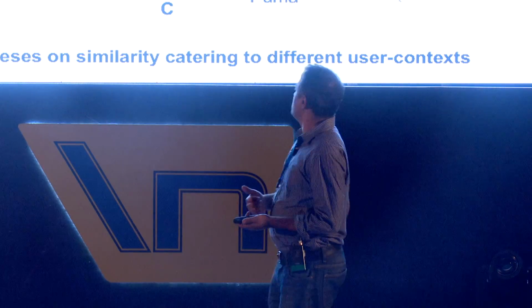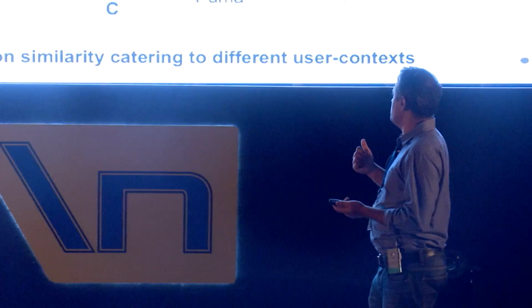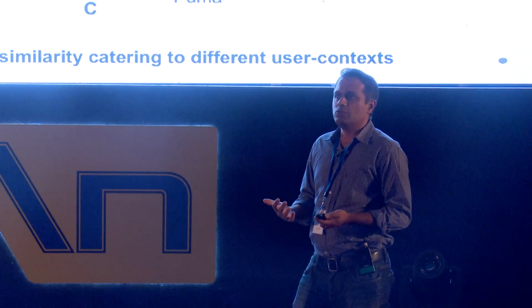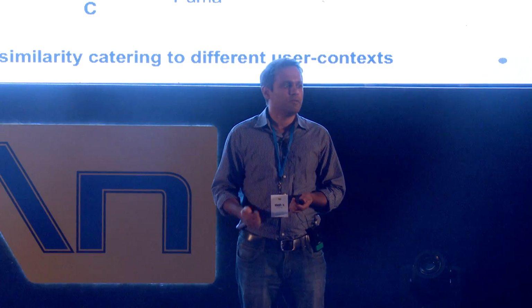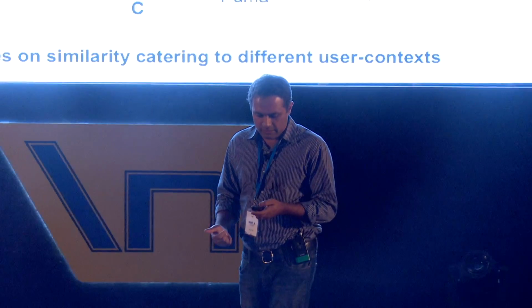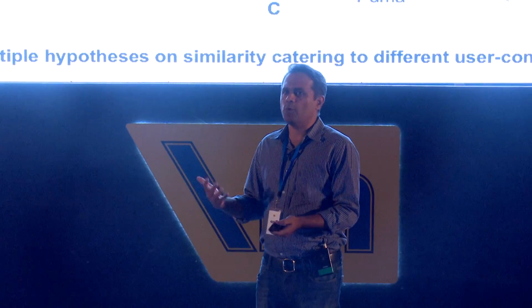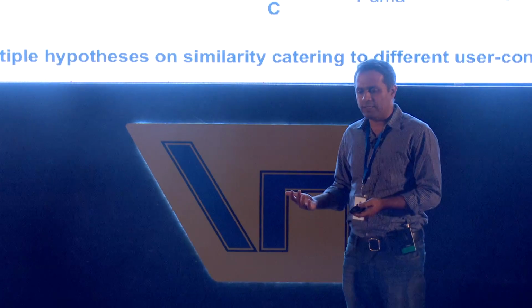So the fundamental problem is multiple hypotheses on similarity, depending on the user context, right? And that is the problem we want to solve. And that's a fundamental problem of fashion e-commerce, and any e-commerce for that point. So then how do you go about it?